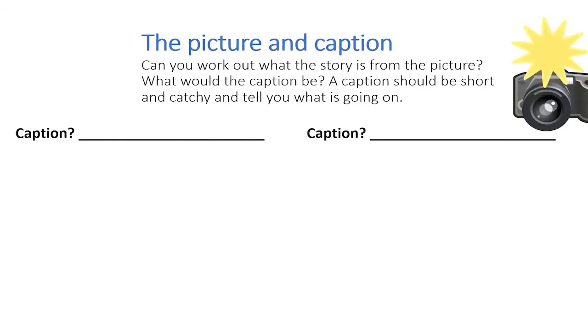Going to the picture and captions. The picture is really important. You can often work out what the story is just from looking at the picture. And then often you need to add a caption. A caption is something that is short and catchy, but tells you what is going on. So I'm going to show you a couple of pictures, one at a time, and I'd like you to guess what the story is about.